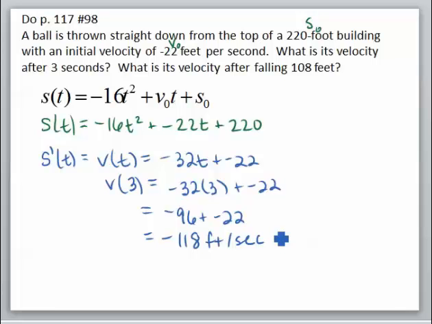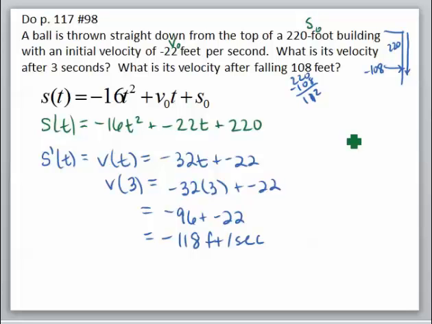The next part of this says, what is its velocity after falling 108 feet? So here's this building. It's 220 feet tall. The ball has now fallen 108 feet. So it's gone down 108 feet. Well, this position isn't 108 feet. It's 220 minus 108. It still would have another 112 feet to fall. 112 feet. I wrote 122 and I said 112. So it says, what is its velocity after falling that many feet?